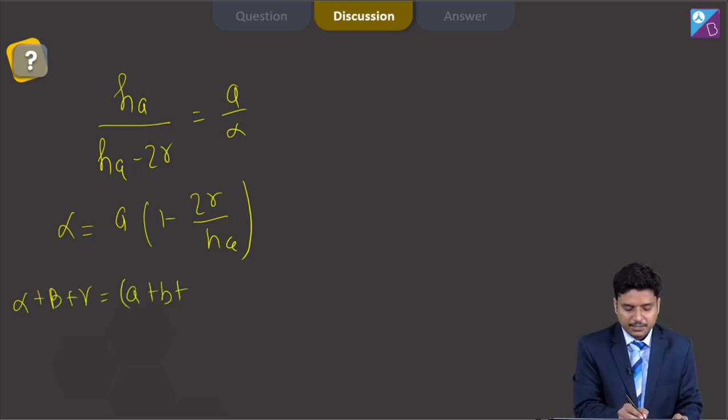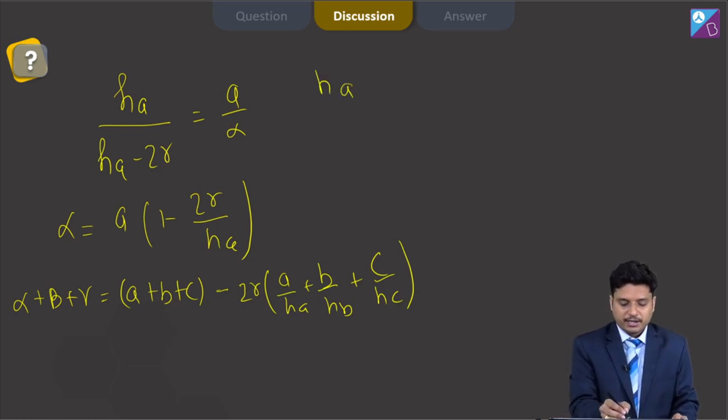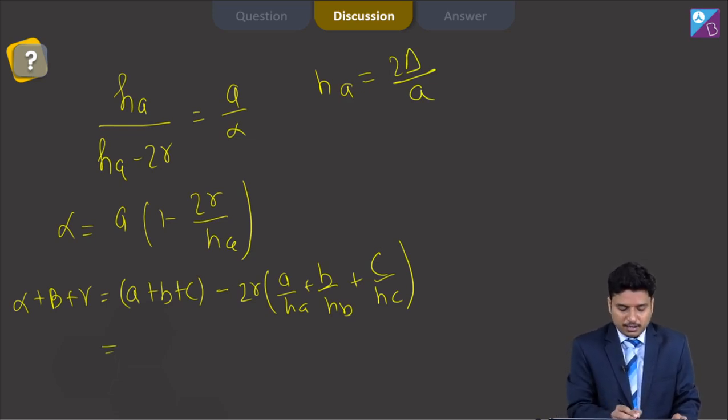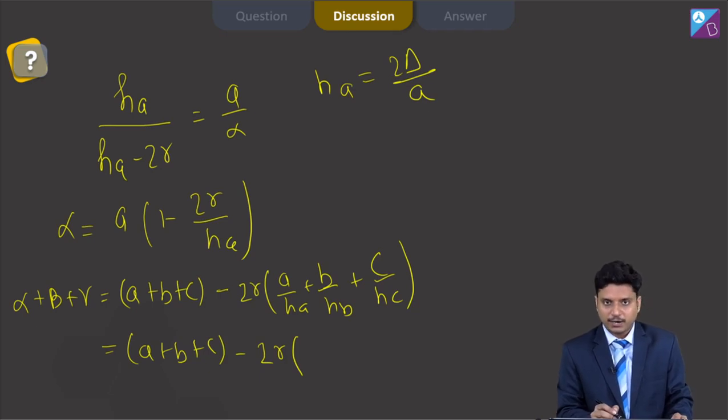It will be A plus B plus C minus 2R common, divided into A by HA plus B by HB plus C by HC, right? What is HA? HA can be considered as 2 delta by A, where delta is its area. So A plus B plus C, that is not an issue because we know these values. 2R is still not known. We can obviously find it because all the sides are known, so we can also calculate that R.